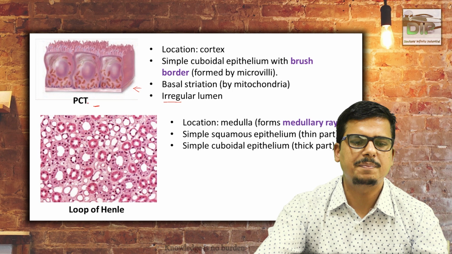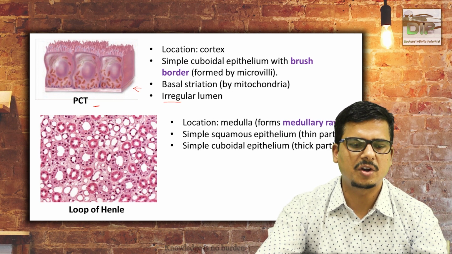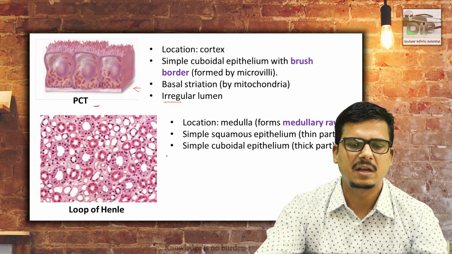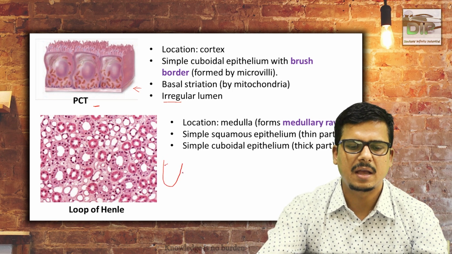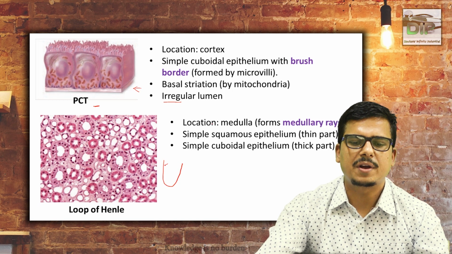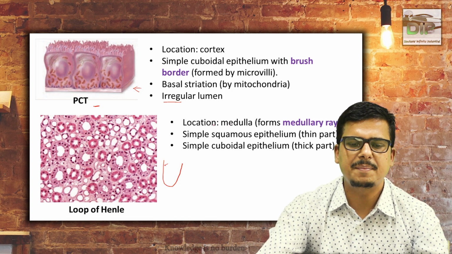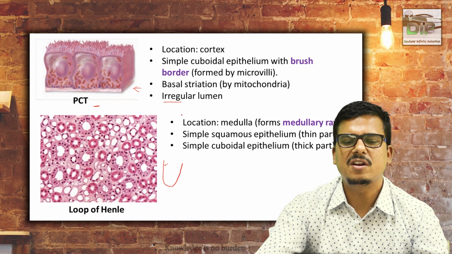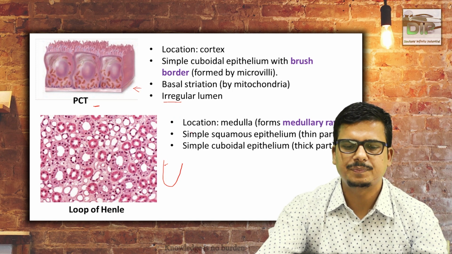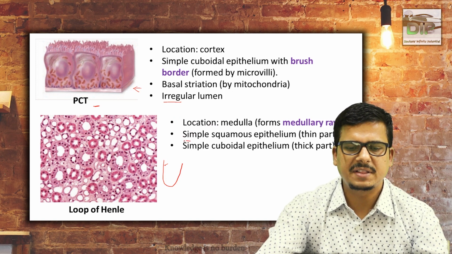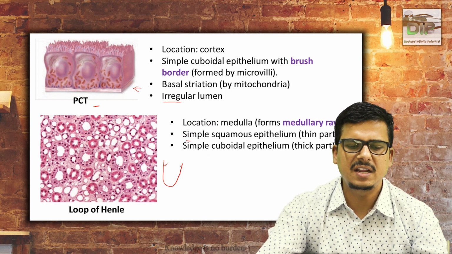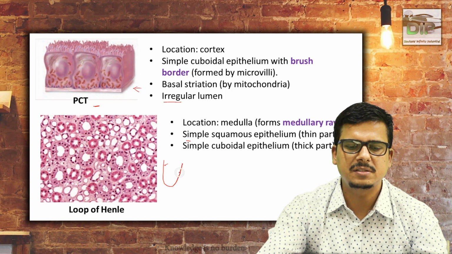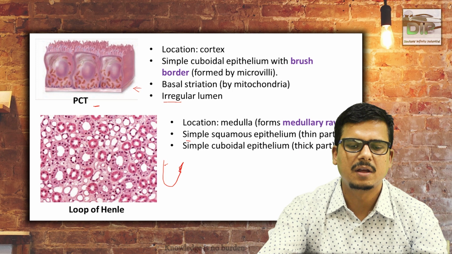Then if you follow the PCT or proximal convoluted tubule, it continues as the loop of Henle. We see this loop of Henle as a hairpin bend. It has a descending limb and an ascending limb. It is located mainly in the medulla, but for the cortical nephrons, some part also lies in the cortex. It is lined by simple squamous epithelium in the thin part and simple cuboidal epithelium in the thick part. The upper part of the ascending limb is a little bit thicker. This part is thicker, so this part is thinner.